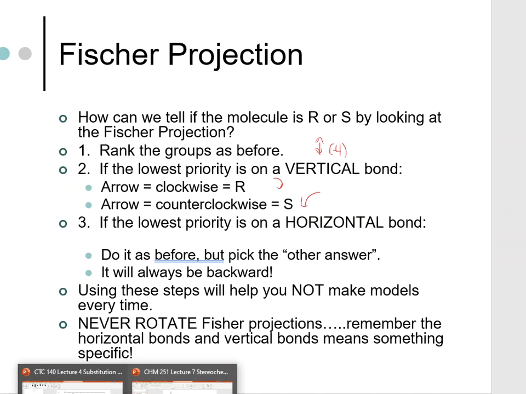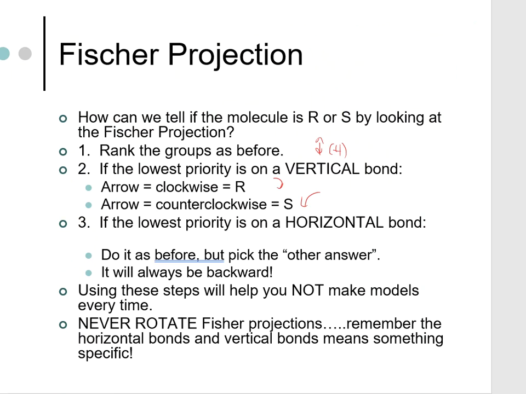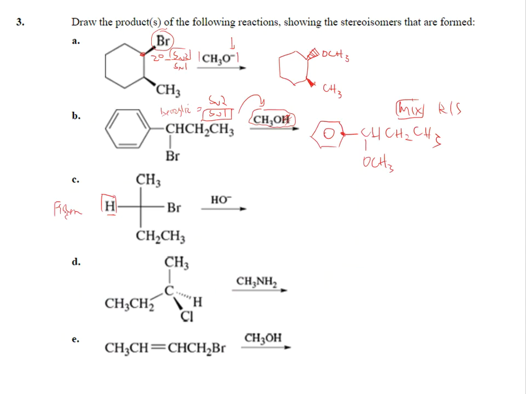Well, if we go back and take a look at this problem, here we go. Hydrogen, which is the lowest priority out of the four, folks, that's not on a vertical bond. That's on a horizontal bond. That goes left and right. So what does that mean? Well, if the lowest priority is on a horizontal bond, it means you assign the direction R or S as you see fit, as you did before, but we always have to pick the other answer because it's going backward. That's what I have to remember. It's going backward. All right, so left and right like this. Okay, so this is how we do it.